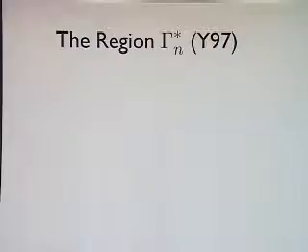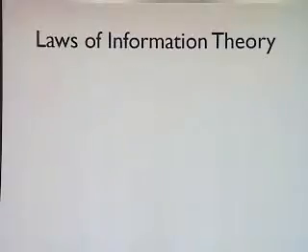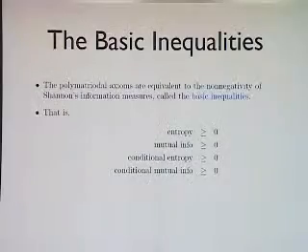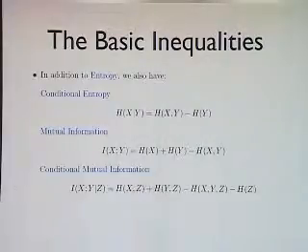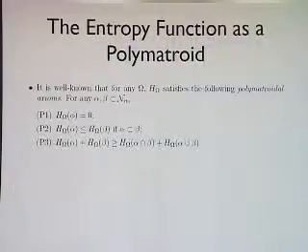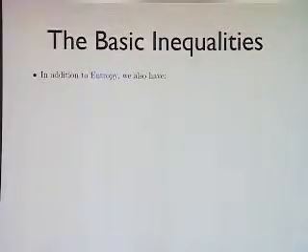Now, one thing I think I have missed is that the basic inequalities are actually equivalent to the polymatroidal axioms that I have shown you in this slide. So the two things are actually equivalent. Although the polymatroidal axioms are more familiar to people in communities like physics, in information theory we are more familiar with the basic inequalities, but they actually are equivalent.